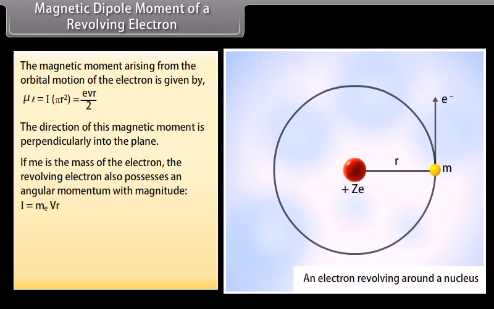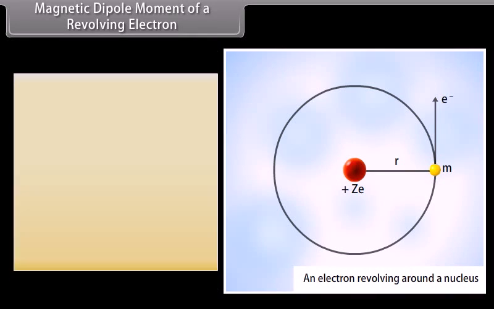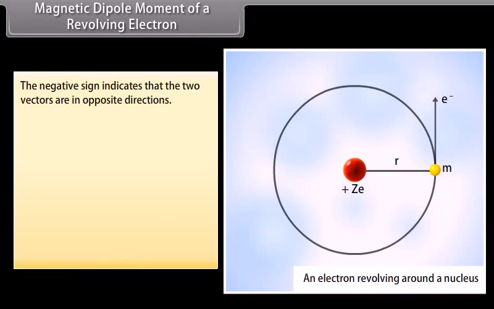If me is the mass of the electron, the revolving electron also possesses an angular momentum with magnitude l is equal to me v r. From the above two equations, we get the result mu l is equal to minus e upon 2me multiplied by L. The negative sign indicates that the two vectors are in opposite directions.